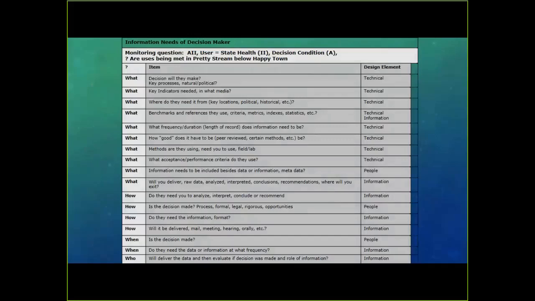But you get a sense of what the information needs, questions you're asking. That's what this worksheet's about. And you would do it for every monitoring question and every one of the decision makers you're trying to impact. So that you actually can create information products that meet that need, then you have something to measure and you can deliver it. Make sense?